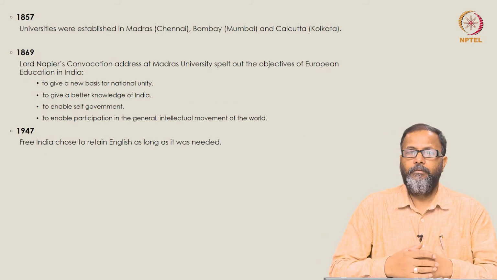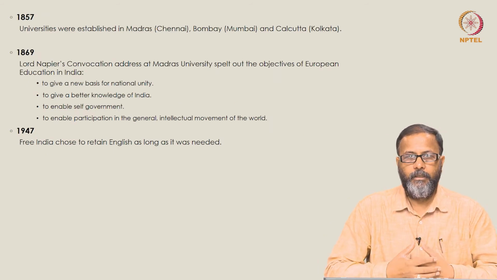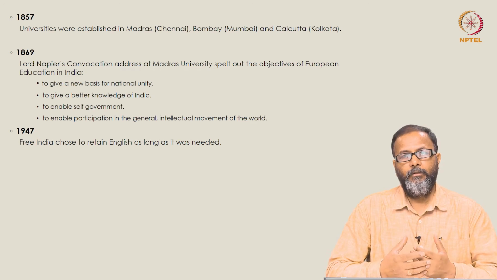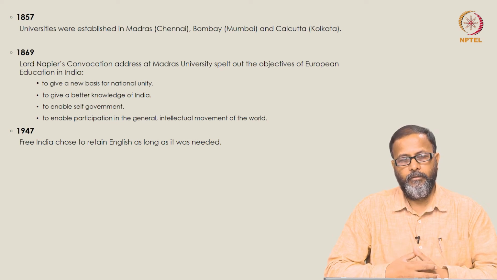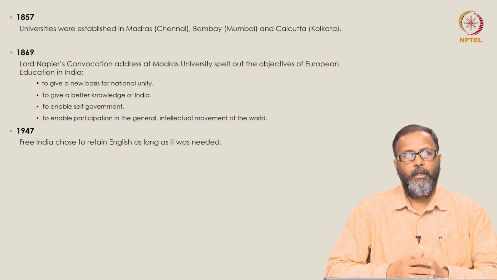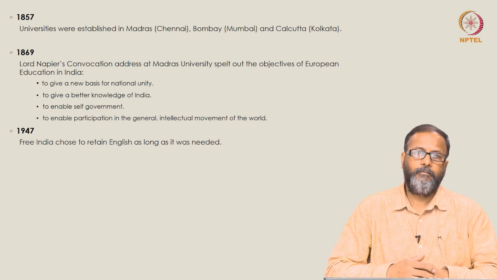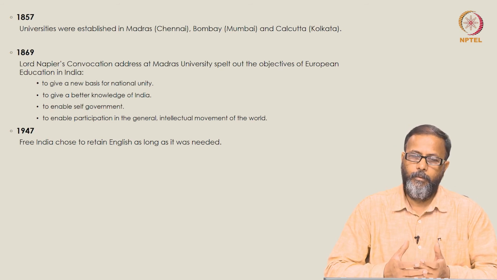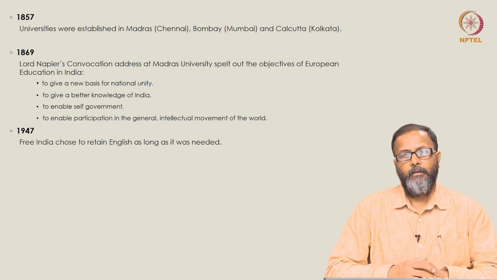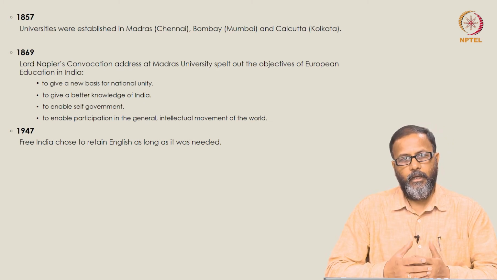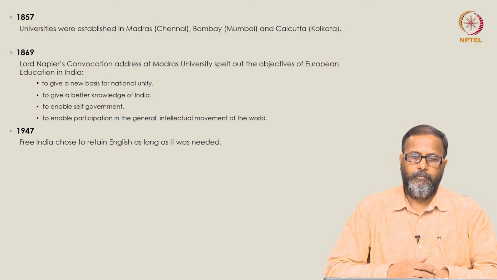Moving on, 1857 was another remarkable year when three universities modeled on the European model were established in three metropolitan cities. One in erstwhile Madras, now Chennai. One in erstwhile Bombay, now Mumbai. And one in erstwhile Calcutta, now Kolkata. So these three modern universities were established in three different cities.